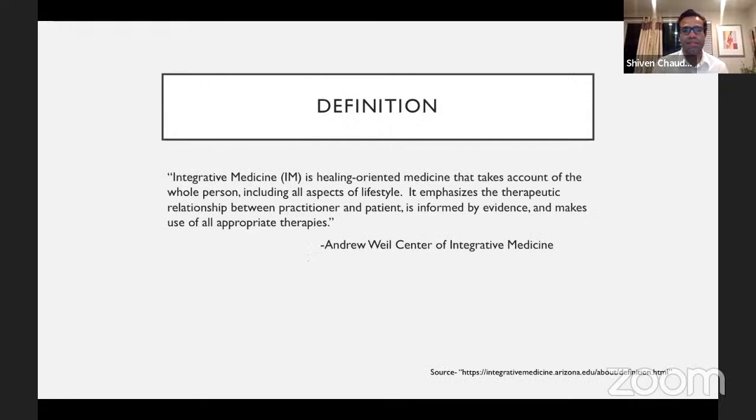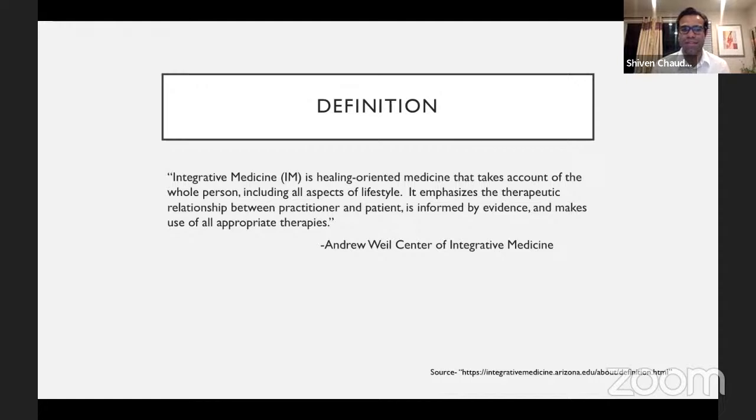Okay, so the definition of integrative medicine depends on what text you look at, but these are a couple of my favorite ones, so I want to share this. Integrative medicine is healing-oriented medicine that takes account of the whole person, including all aspects of the lifestyle. It emphasizes the therapeutic relationship between practitioner and patient, is informed by evidence, and makes use of all appropriate therapies. I really like this definition. It comes from the Andrew Weil Center of Integrative Medicine, which is one of the oldest centers at the University of Arizona. It takes into account a couple of things.